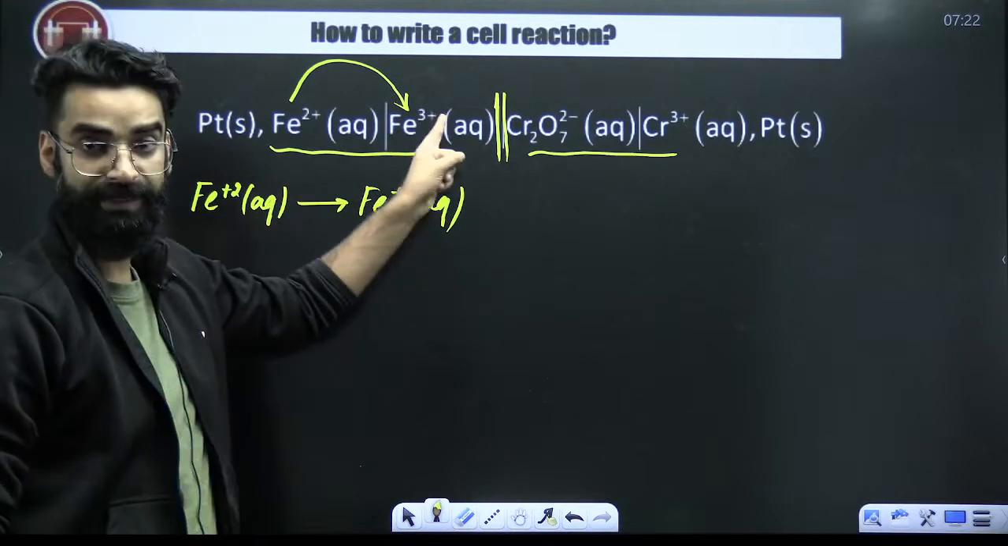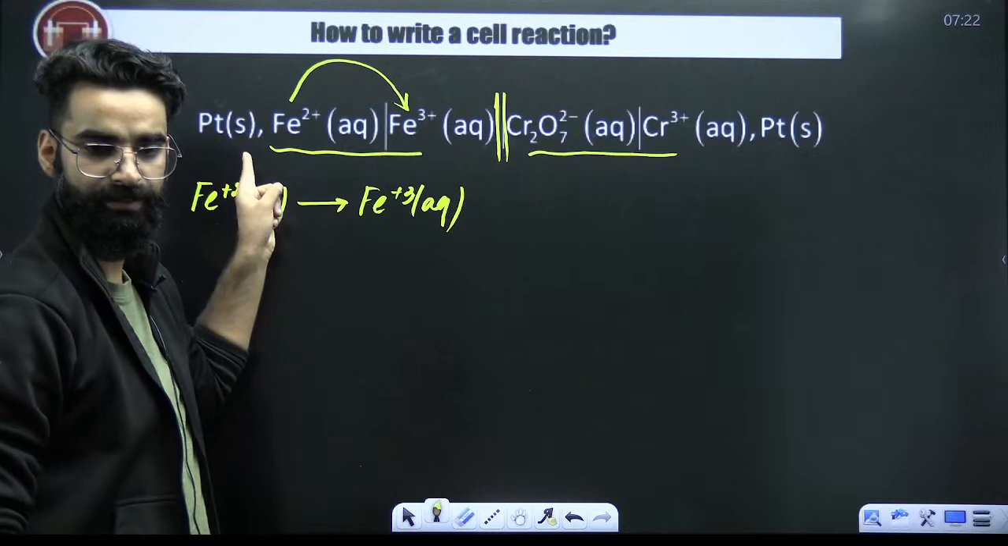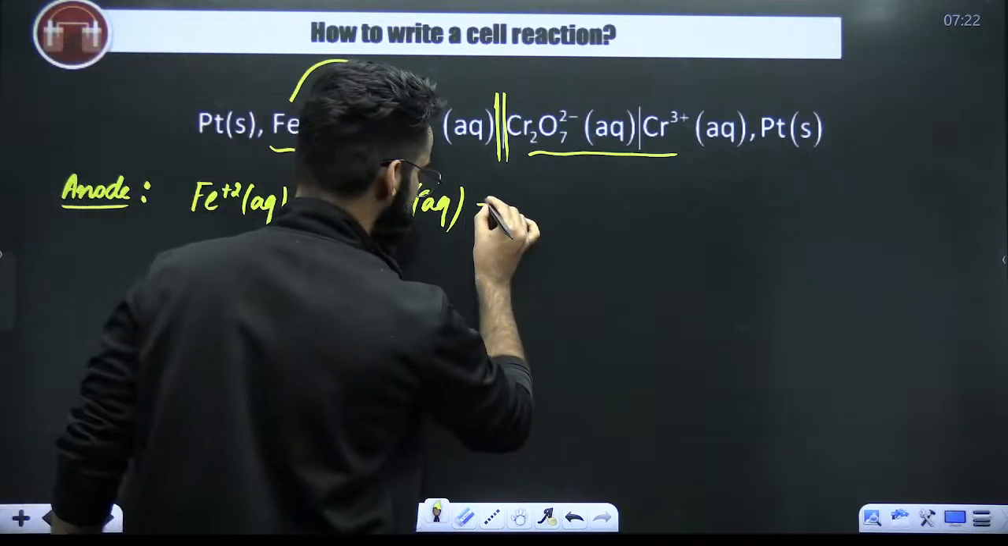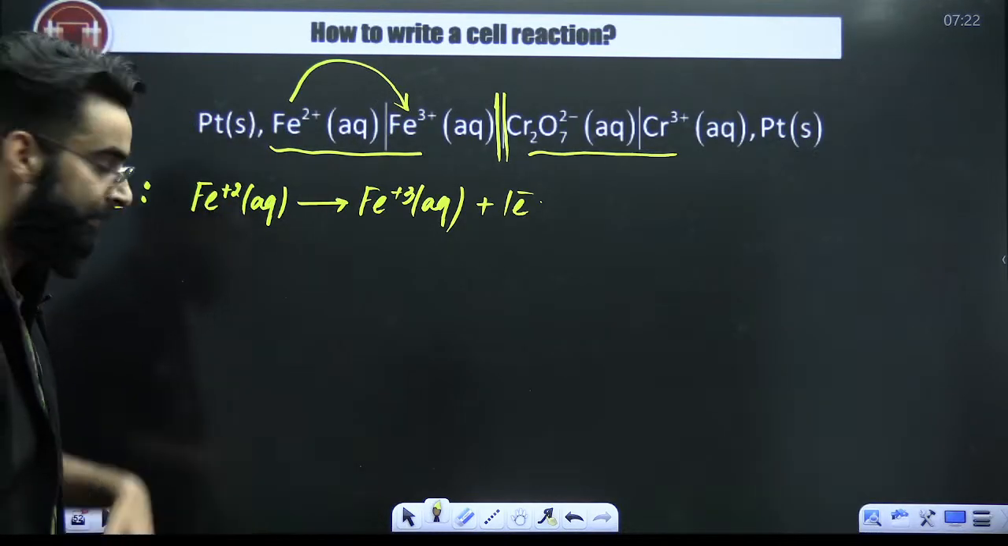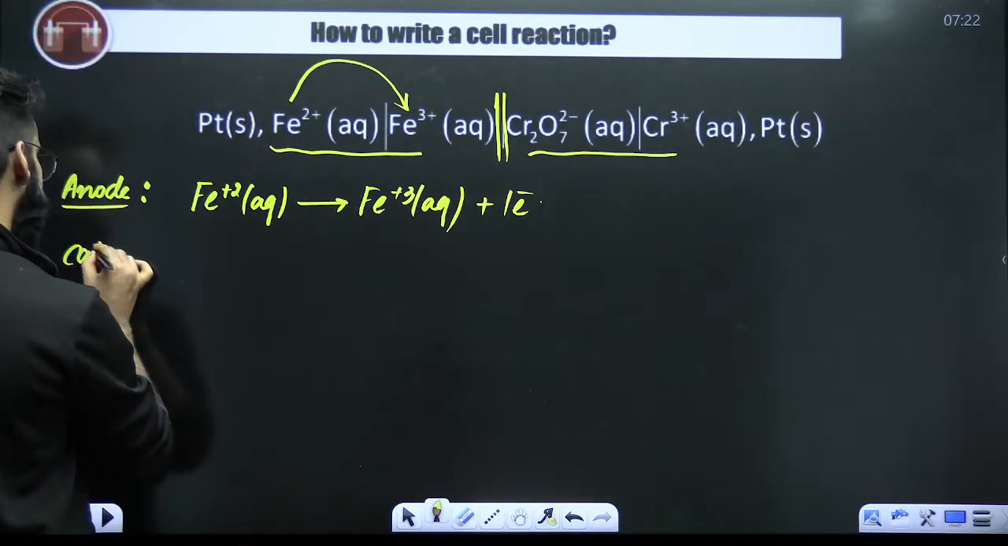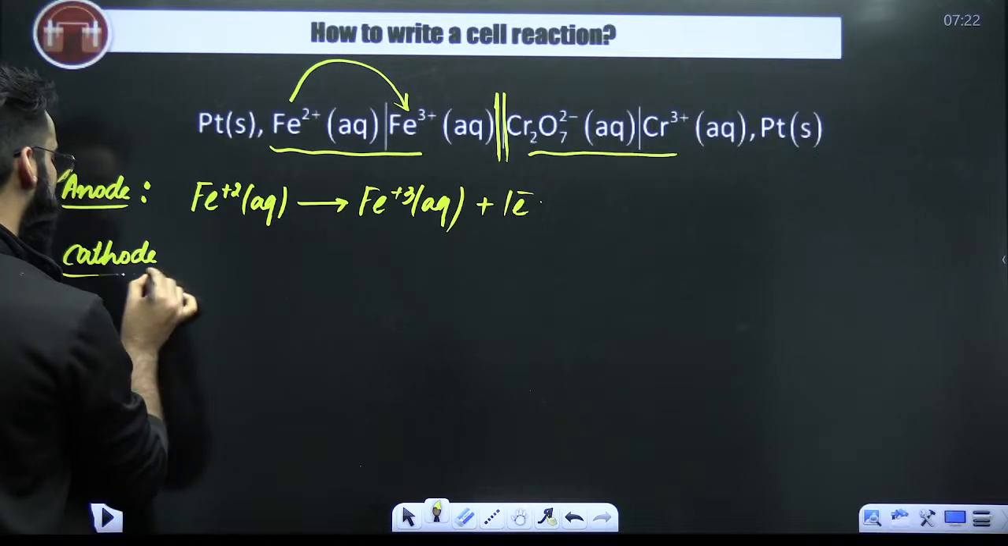So plus 2 to plus 3. Final minus initial. Value is 1. So the value comes out to be 1 here, right? So 1 electron is lost in the oxidation reaction. Similarly, the reaction which will be taking place at cathode. You know, at cathode, what happens? Reduction.